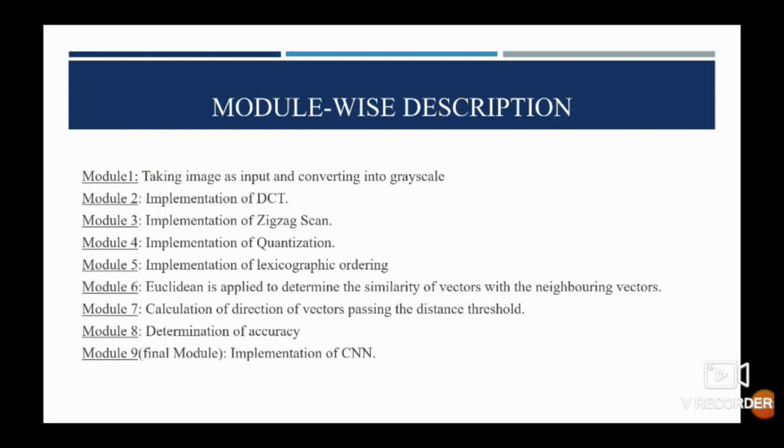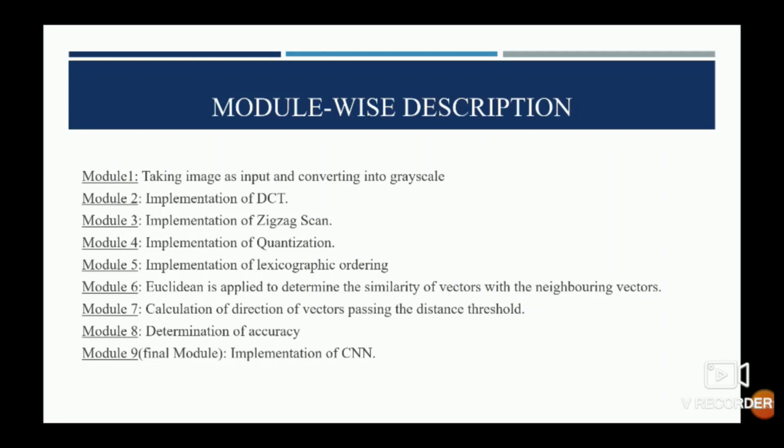Second module will be implementation of DCT. DCT we are using just to separate images into parts of differing importance. Module third will be zigzag scan. Zigzag scan is used to separate the higher energy coefficients from the lower energy coefficients, as the higher energy coefficients will appear first and then the lower coefficients will appear afterwards.